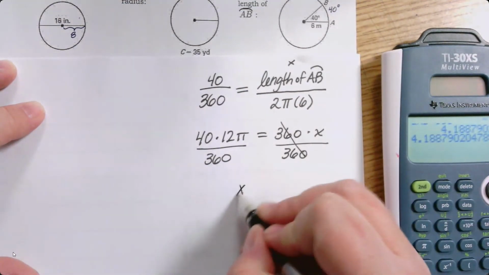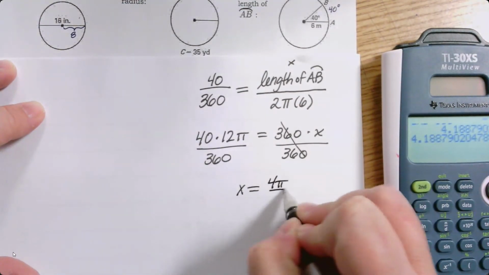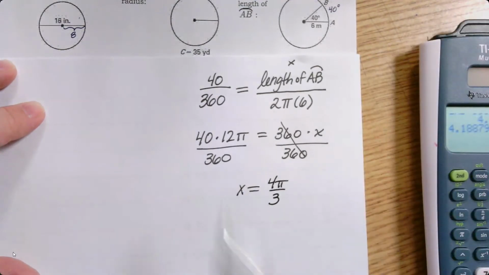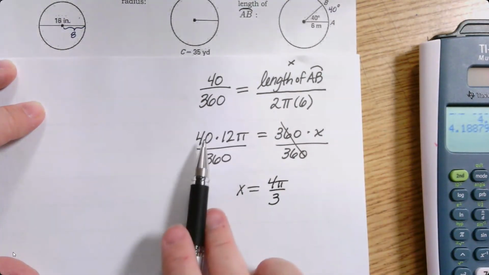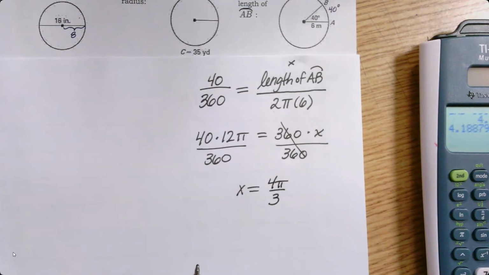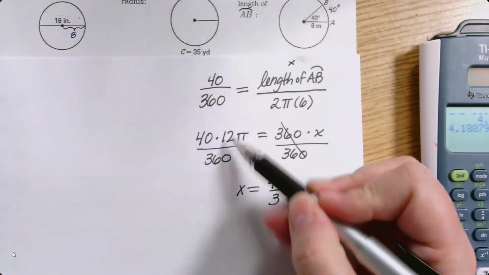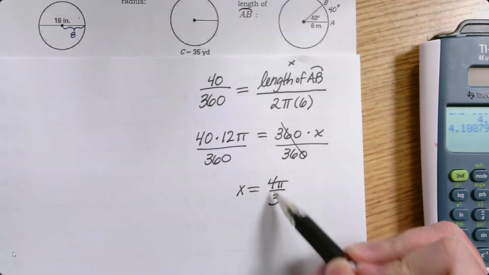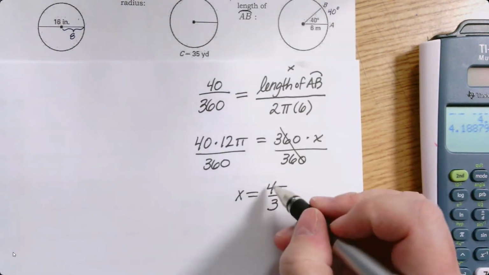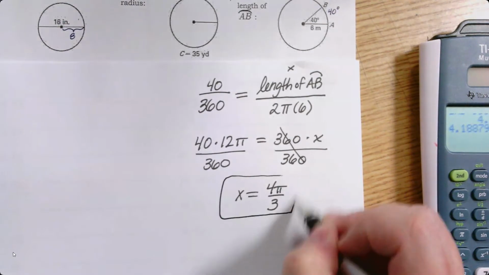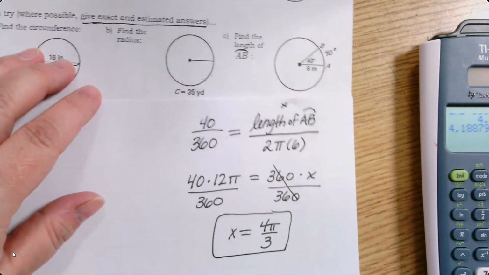You could also get that, if you're not using this type of calculator, by basically simplifying this. 40 times 12 is 480, and then you're simplifying 480 over 360, and you get 4/3. All right, so here's my answer for the length of arc AB in letter C.